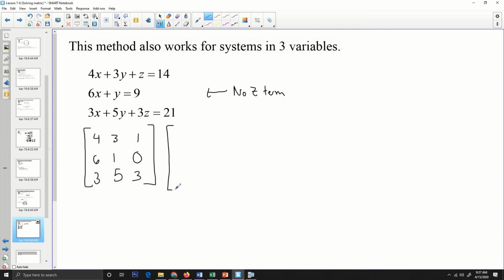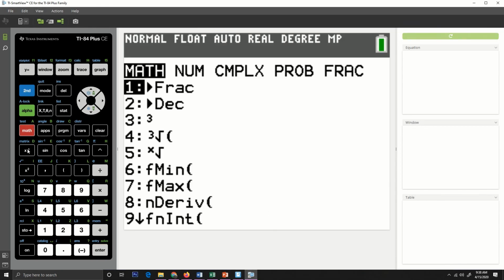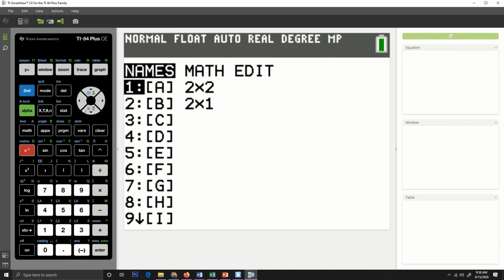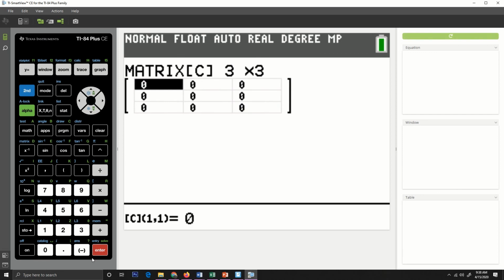We'll make ourselves a constants matrix, and that constants matrix will be 14, 9, and then 21. So we'll grab our graphing calculator, we'll go second and then matrix. There we go. Because I'm going to want to use these again, I'm going to make a C and a D. So I'm going to hit 3 for C, and we're going to change this to a 3 by 3 matrix.